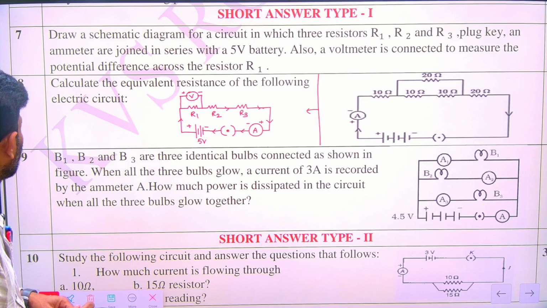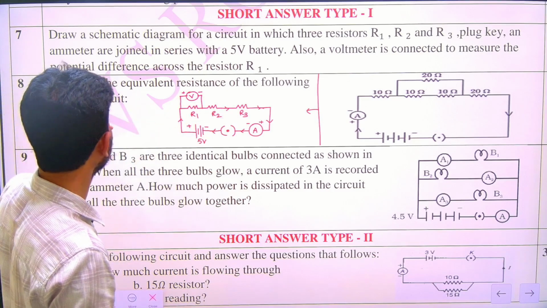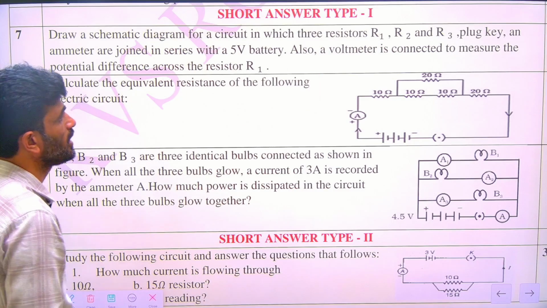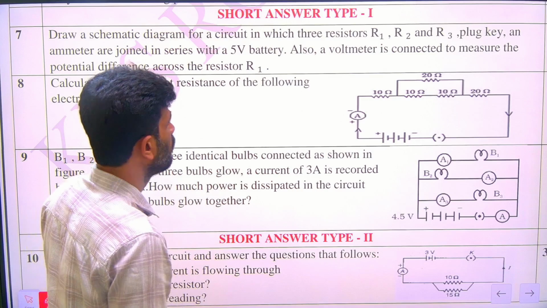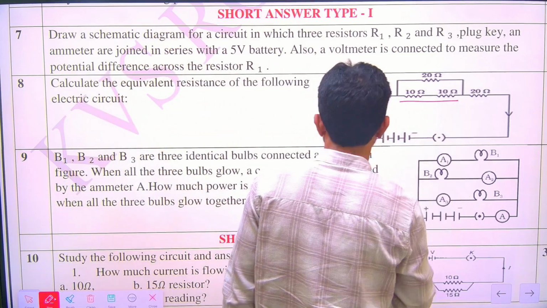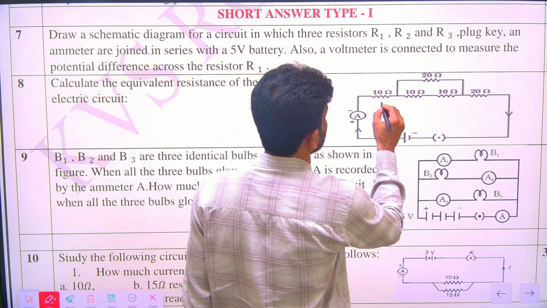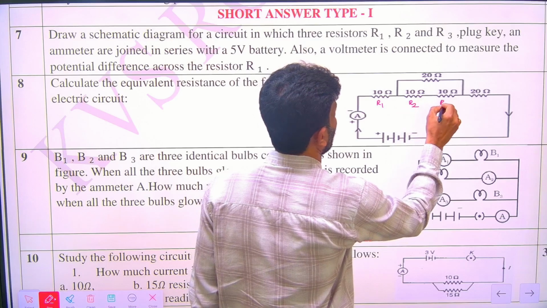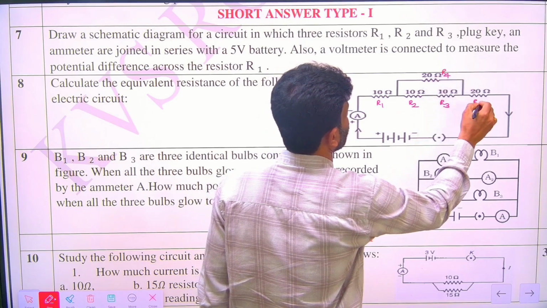This is done. Now coming to next question, calculate the equivalent resistance of the following electric circuit. The electric circuit is already given. You have to find out the equivalent resistance in this circuit. So here, first we have to take this part from here to here. That part, if you take, they are in series. So let us take this as R1, R2, R3, R4 and R5.